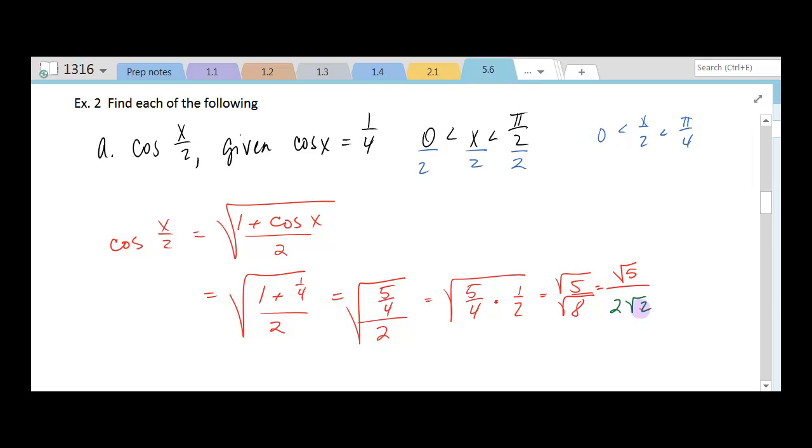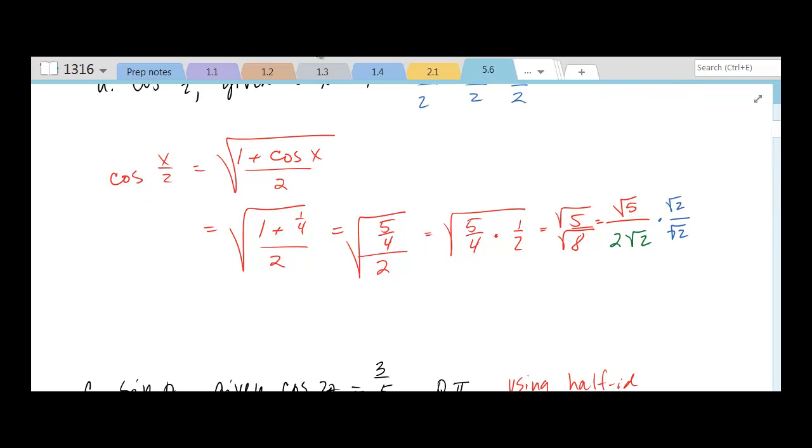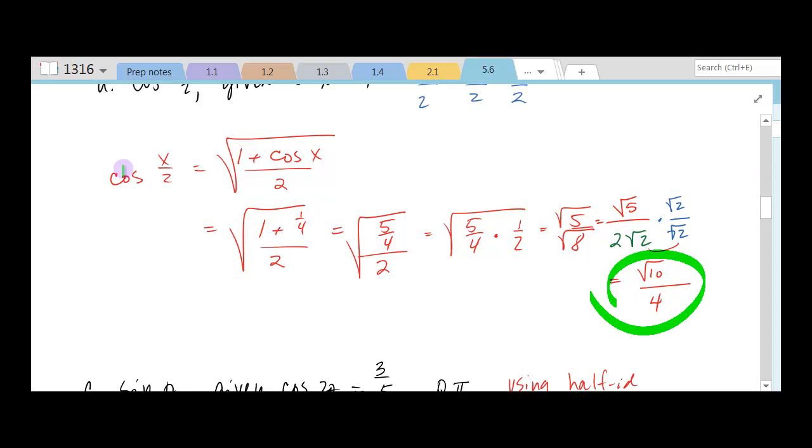Now if I were to rationalize the denominator to get rid of the radical in the denominator, I would need to multiply top and bottom by only the radical part. So here I'm going to multiply the top by the square root of 2 and the bottom by the square root of 2. That gets me the square root of 5 times 2, which is the square root of 10, in the numerator. In the denominator, when I multiply the square root of 2 times the square root of 2, I get 2, times the 2 that's left over, giving me 4. And that's the solution. That is the exact answer for the cosine of x over 2. Let's try this one more time.